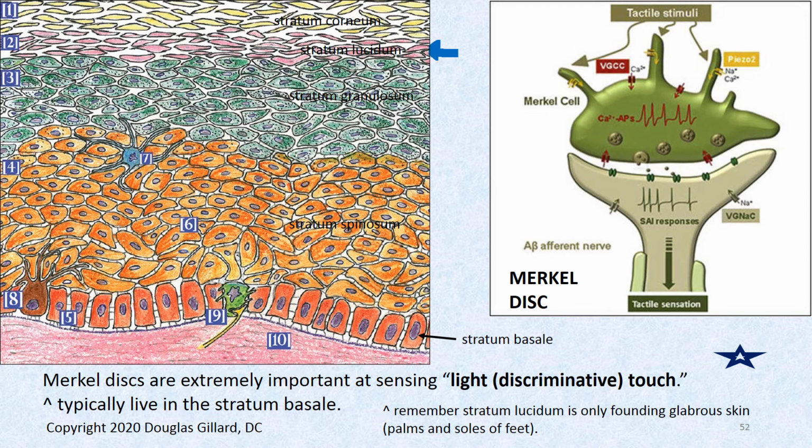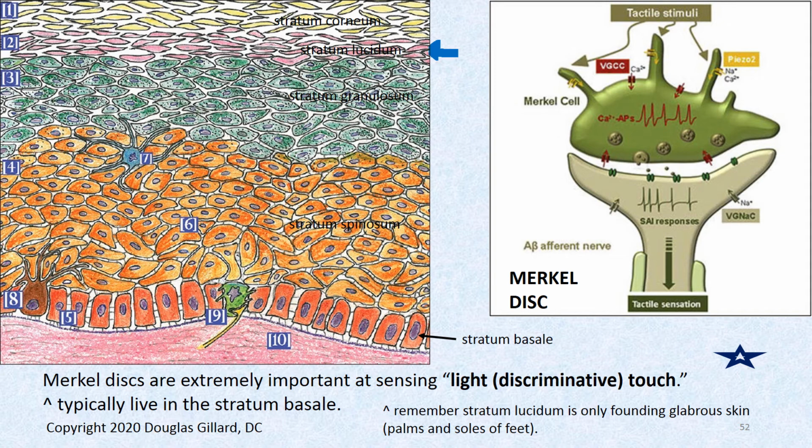So here is our Merkel disc, and it's really important for light touch, for picking up a pencil, knowing how much pressure, for identifying. If you're blind, it's incredibly important. It's discriminatory or light touch. If you close your eyes, how do you tell the difference between a pen, like I'm just holding a pen in my hand, and your iPhone? That's what it's important for.